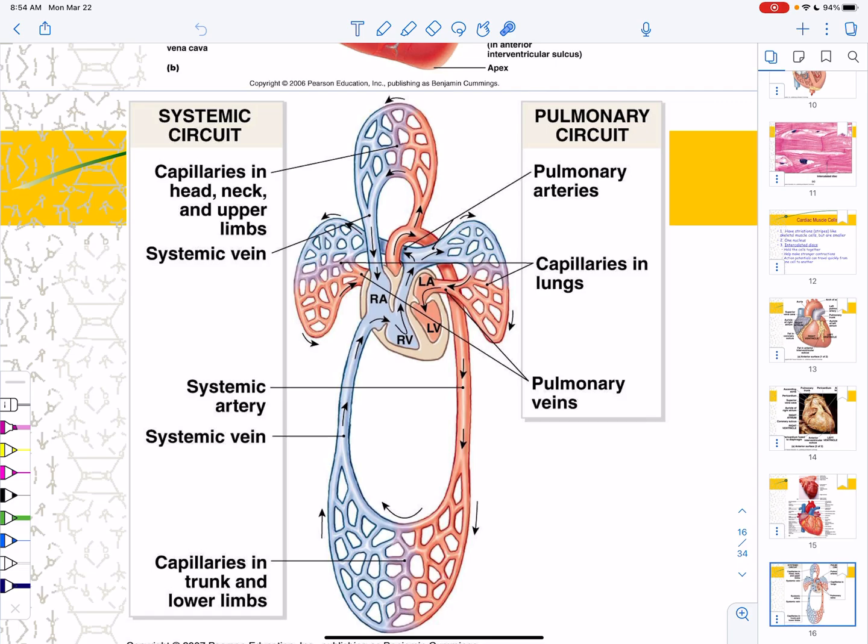And the systemic circuit, you'll notice here, we have head, neck, upper limbs. We have trunk and lower limbs. Your trunk is your torso. So your body, your trunk, your legs are attached to your trunk, your arms are attached to your trunk, your head is attached to your trunk. So the trunk and lower limbs is being fed by the systemic circuit.